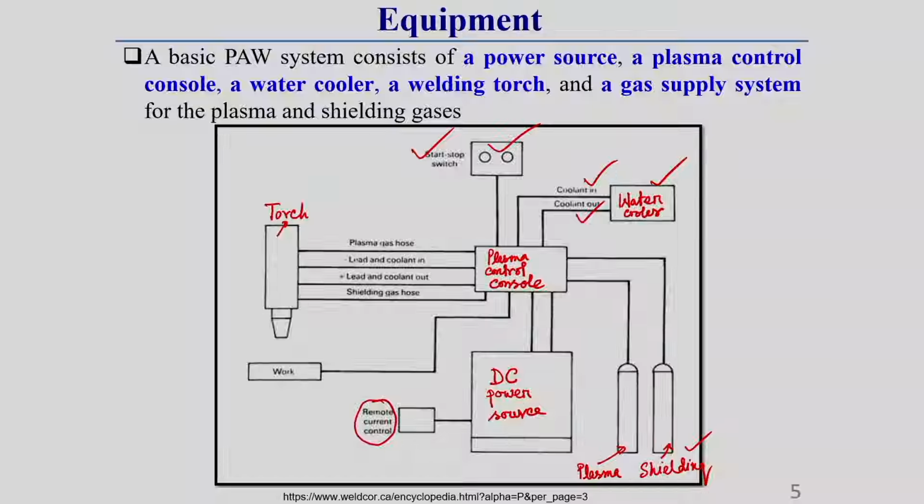From here you can see there is a plasma gas hose, that means plasma gas pipe, through which generally this plasma gas is supplied to the torch. Another one is called shielding gas hose or shielding gas pipe, through which generally shielding gas is passed and it goes to the torch. And in between there are generally two cables, this is one cable, this is another cable. One is called the negative lead, and this is called the positive lead.